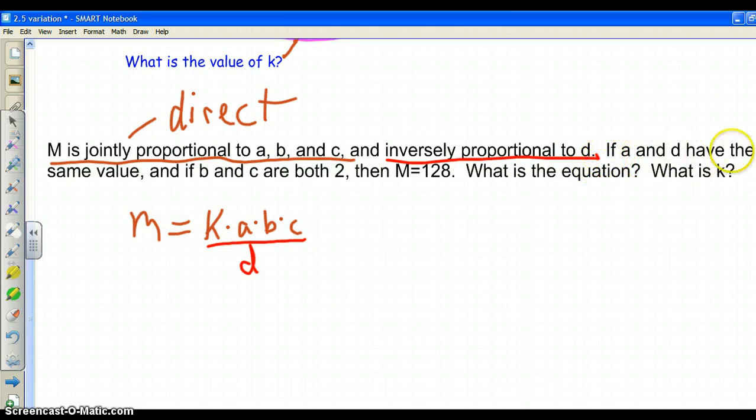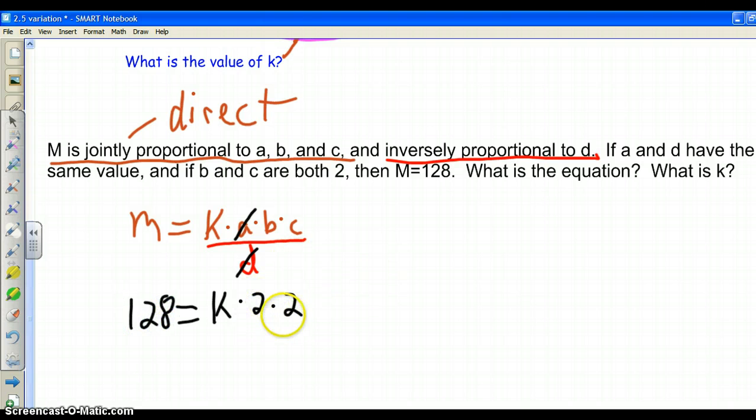At that point, it's kind of a complex question. It says, if A and D have the same value, so let's start figuring this out and see what would happen. If their value is the same, you could cancel them out because that fraction would cancel. 2 over 2 is 1, or 3 over 3 is 1. So if B and C are both 2, I've got that, and M is 128.